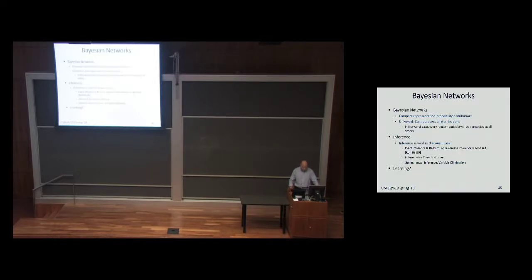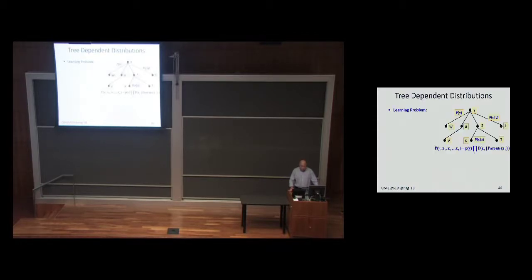So, okay, where are we? We talked about Bayes nets, we talked about inference in the general case, and we want to talk about learning. Again, I'm going to simplify our life and talk about learning in the case of tree-dependent distributions. Hopefully, we are convinced that this is simpler, but as we'll see, interestingly enough. So what is our problem here? What is the learning problem?